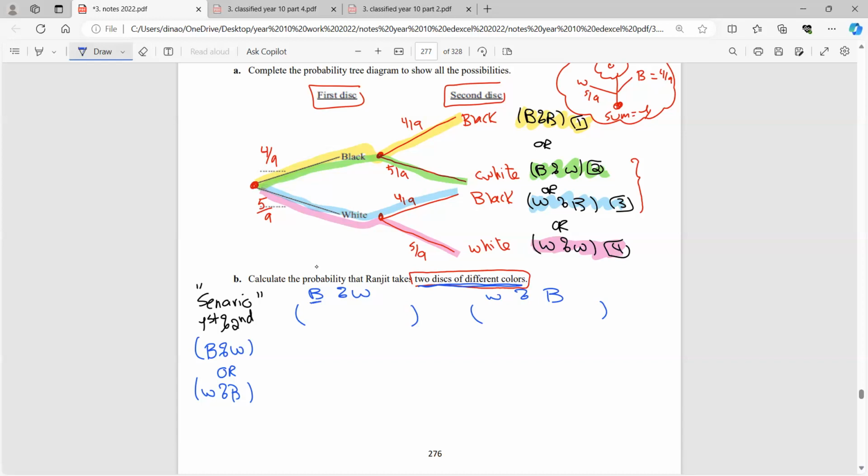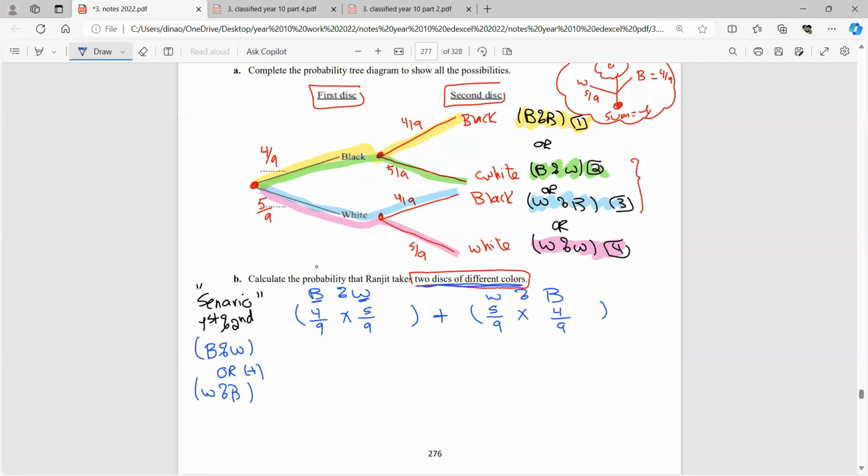Black, meaning I will remove the letter B and put its probability. W, meaning I will remove the letter W and put its probability. Here in the second bracket, I will remove the white and put its probability, and remove the black and put its probability. So we remove the letters and put numbers. Or means plus, and means times.